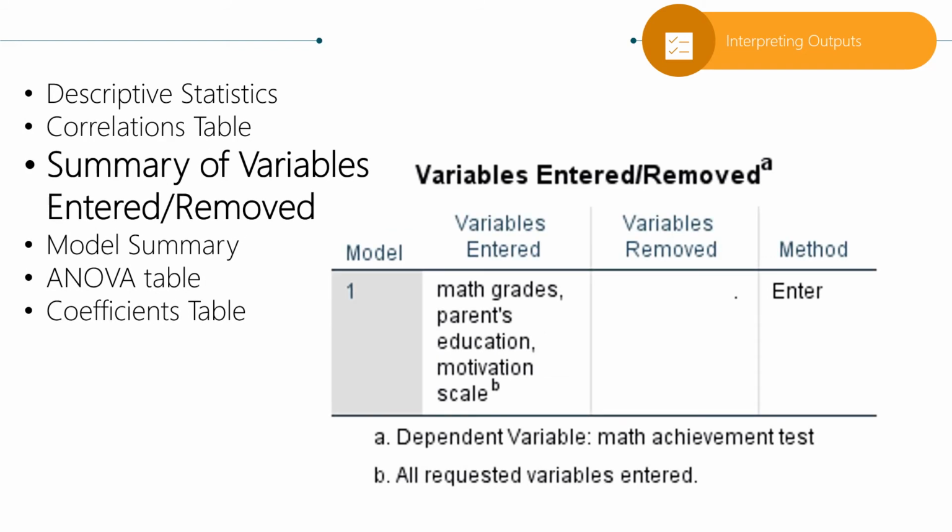Our third output focuses on variables entered and removed. This table lists all independent variables selected for this computation. Our outcome variable is listed as a footnote. Method indicates that we have requested simultaneous regression, or that all variables be considered at the same time.